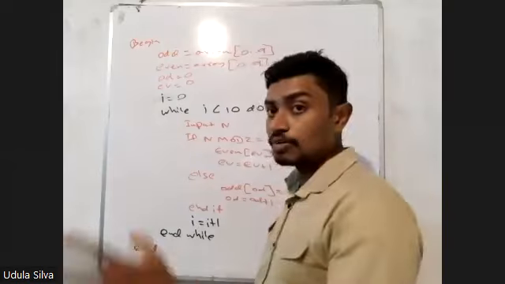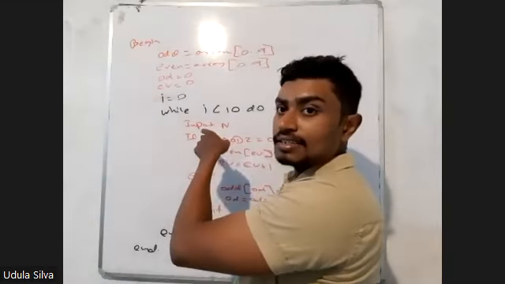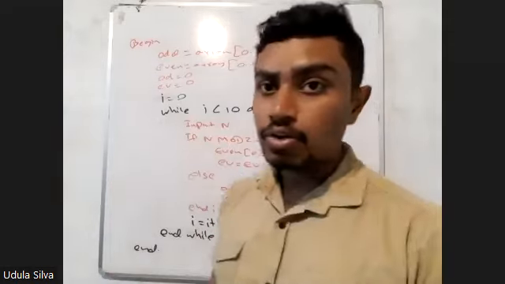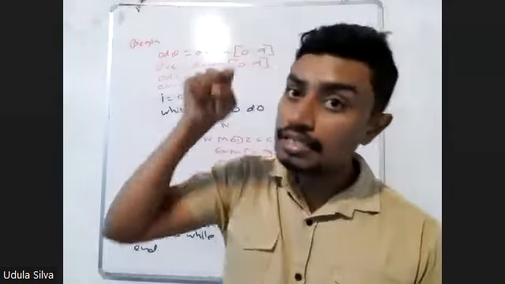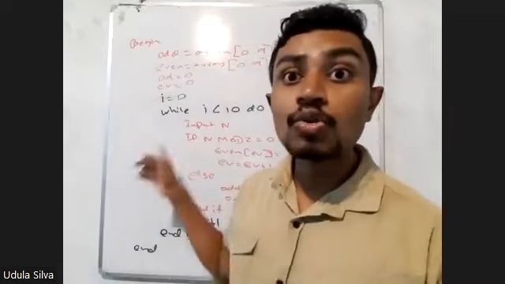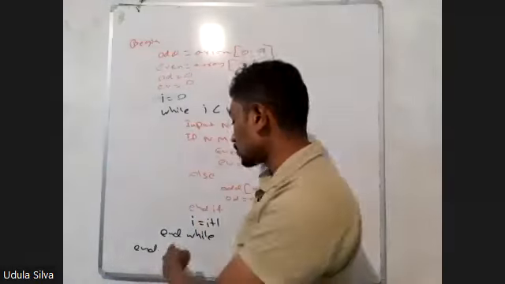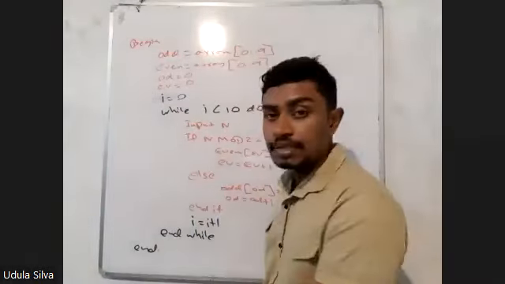Okay? After the 9th round, I becomes 10. 10 less than 10? No number is less than or greater than the same number. 10 less than 10? No. There, it became no. Your condition became no. So are you repeating? No, you are not repeating. You are ending the repetition.